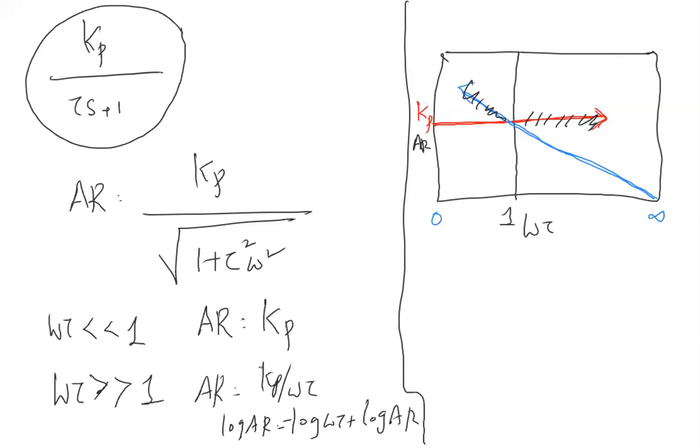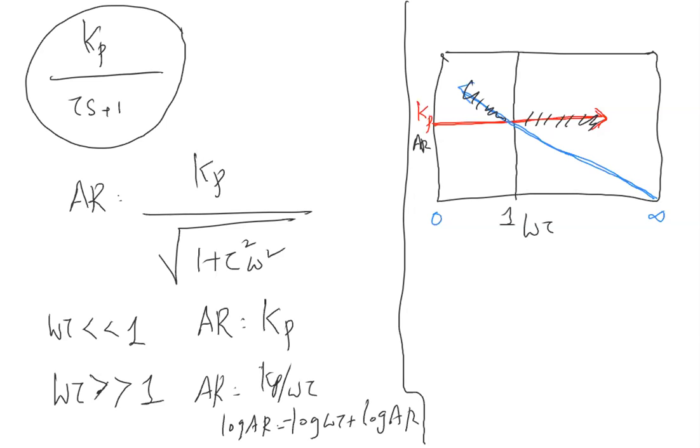The transfer function is Kp by tau s plus 1. So the amplitude ratio is Kp by root of 1 plus tau square omega square. When omega tau is less than 1, amplitude ratio equal to Kp. When omega tau is greater than 1, amplitude ratio equal to Kp by omega tau, and you take log scale. Now, it will start from Kp.